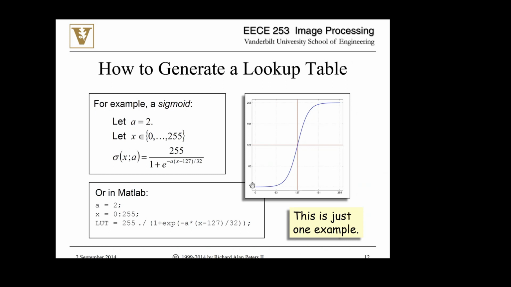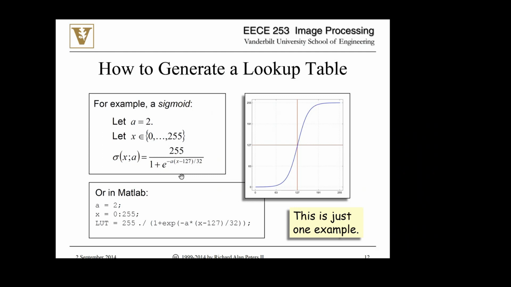And sometimes for these lookup tables you can do some nice analytical formula like this one, which is a kind of sigmoid function. This is called the sigmoid function. This is very interesting. The sigmoid has three important parameters. The first one is the amplitude. The amplitude determines from where to where, what is the maximum value. So it's 255.